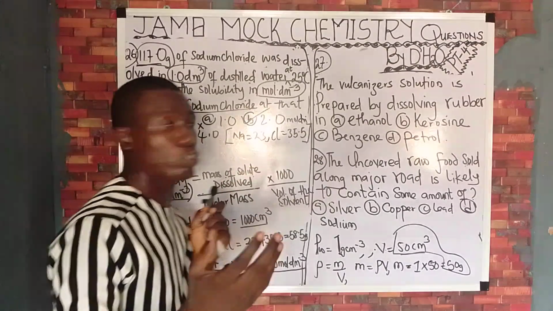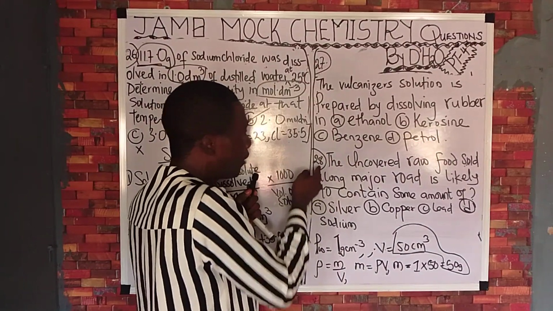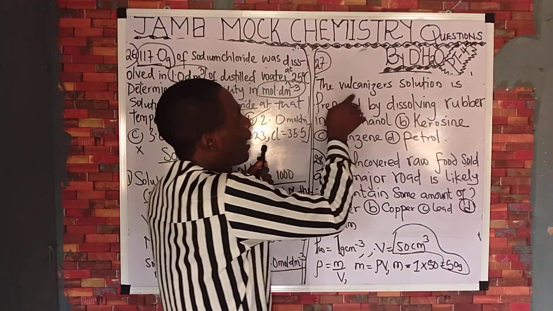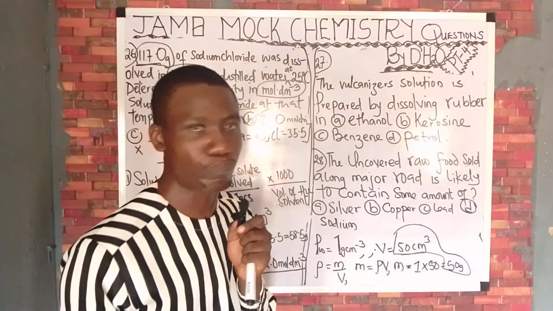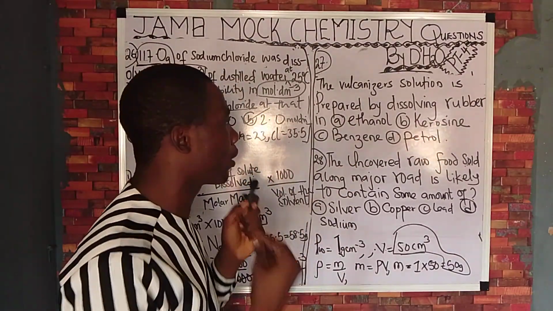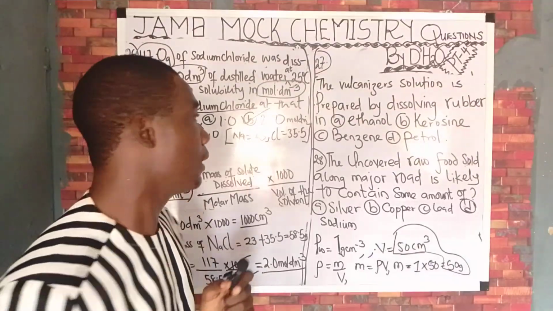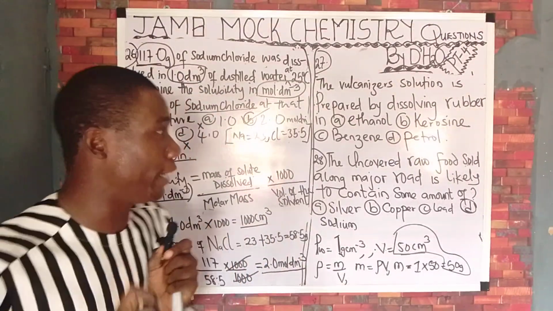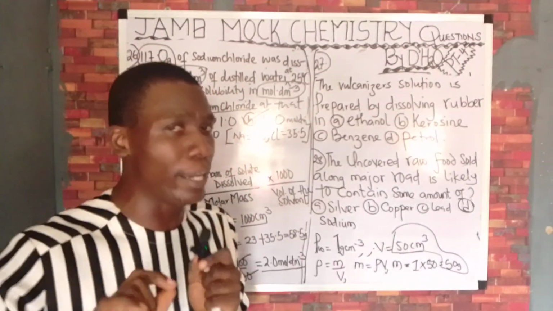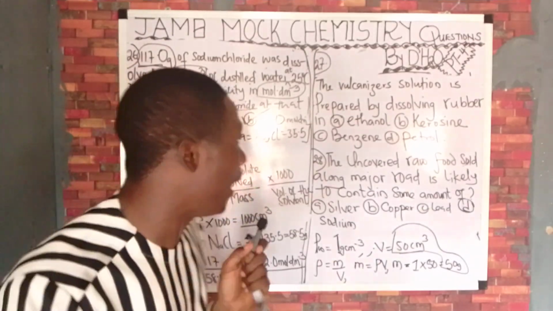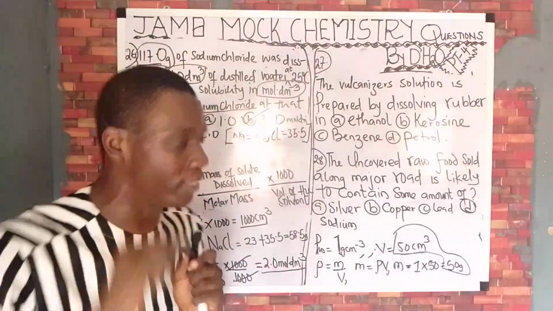Wow. We have some other interesting questions at number 26, 27, and number 28. Vulcanizer solution is prepared by dissolving rubber in what? How is vulcanizer solution prepared? That is used for mending tires. Vulcanizer solution is prepared by dissolving, write it down, Vulcanizer solution is prepared by dissolving rubber and other substances in benzene.